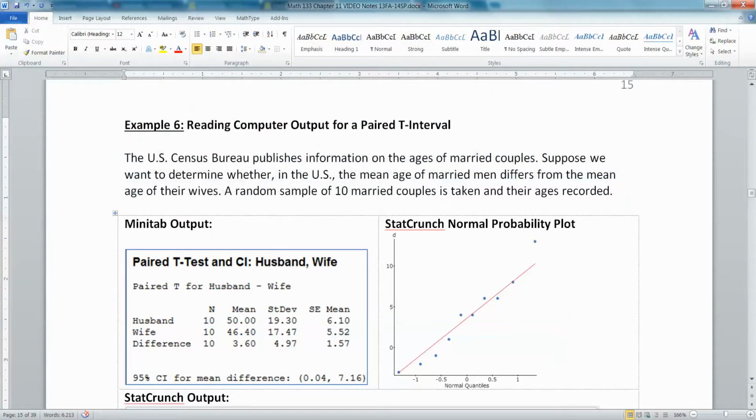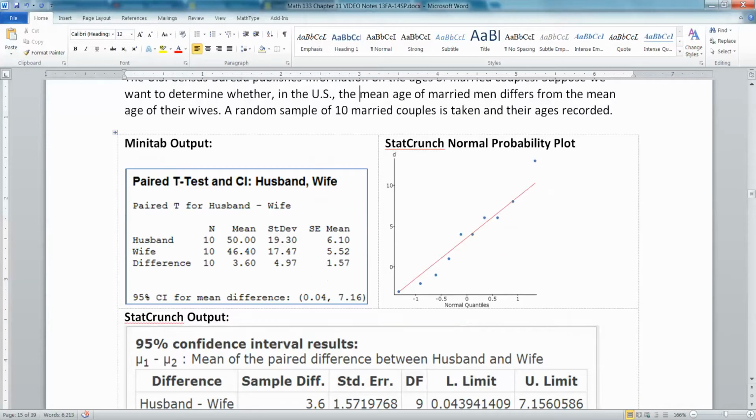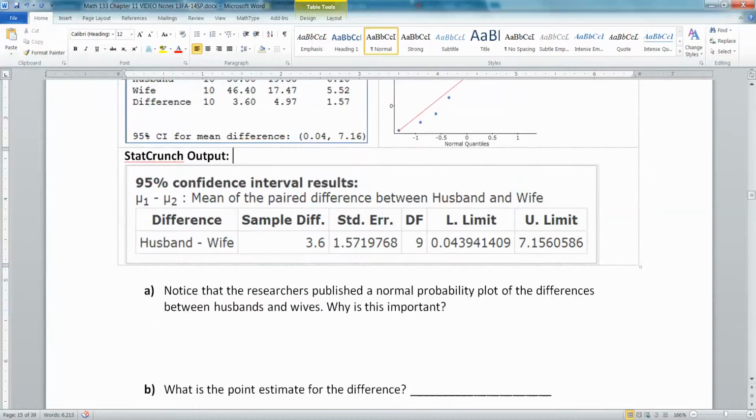So the U.S. Census Bureau publishes information on the ages of married couples. Suppose we want to determine whether in the U.S. the mean age for married men differs from the mean age of their wives. A random sample of 10 married couples is taken and their ages are recorded. And then I give you the Minitab output and some StatCrunch output. So a whole bunch of stuff.